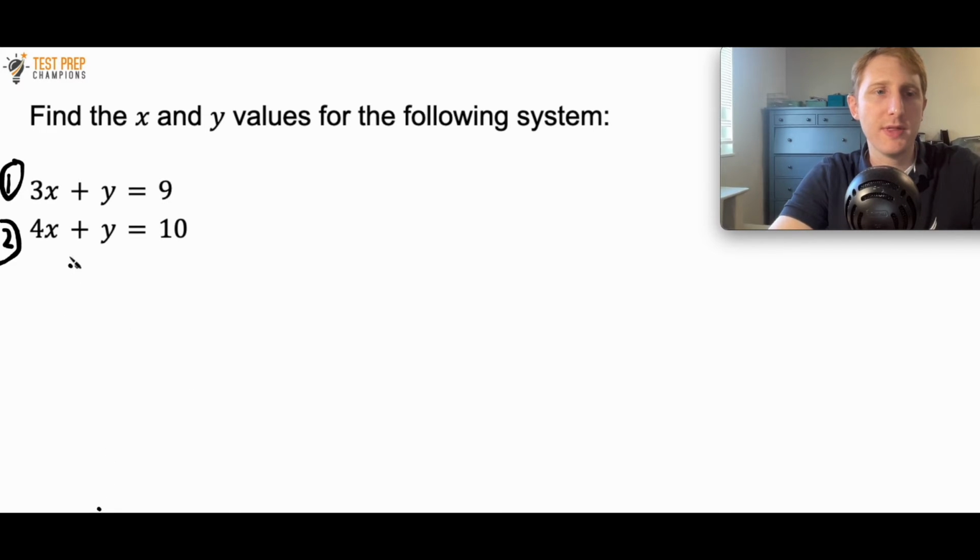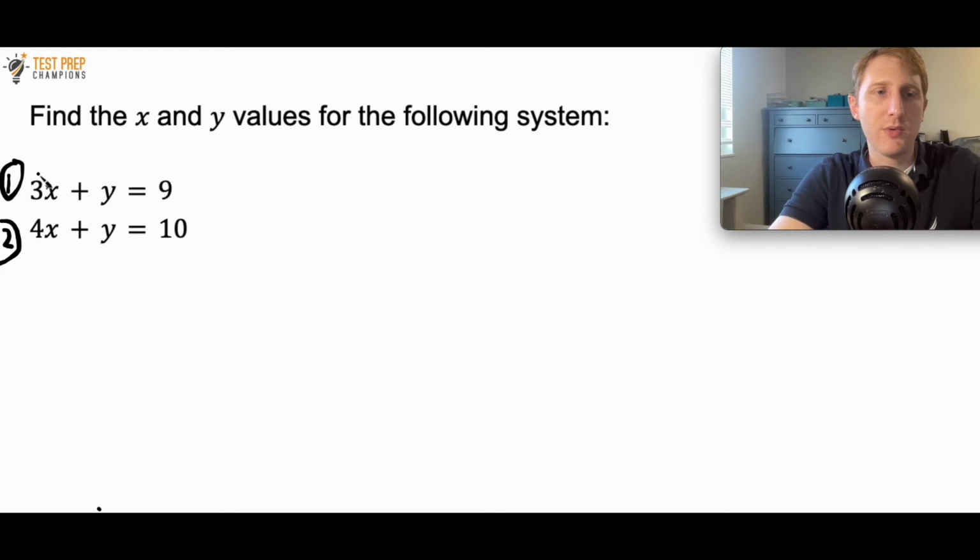But the idea is that I want to stack the equations on top of each other, and I want to make sure that the x is on top of the x, and the y is on top of the y, and the number is on top of the number, which we have here. And what I want to do is pick one of the equations and multiply it by something, so that when I add the two equations together, one of the variables will cancel out. Now, I know that sounds really confusing, so let me show you what I mean.